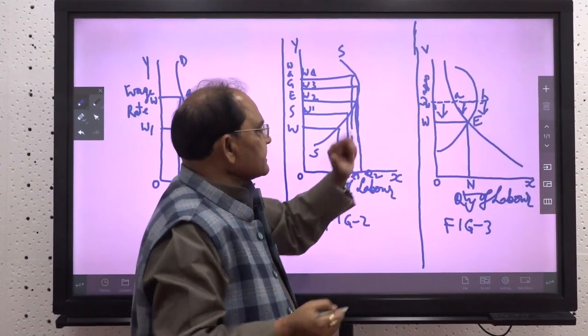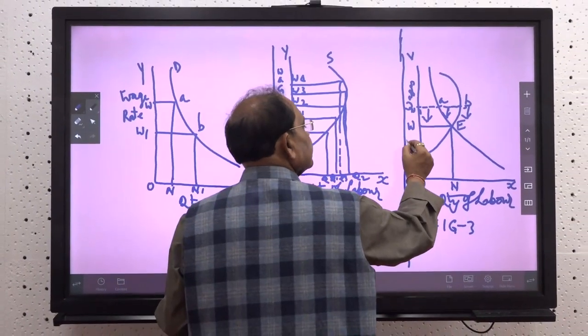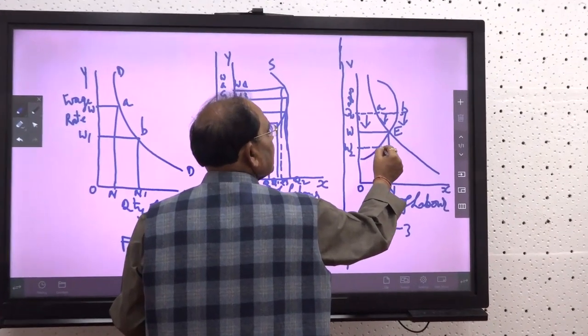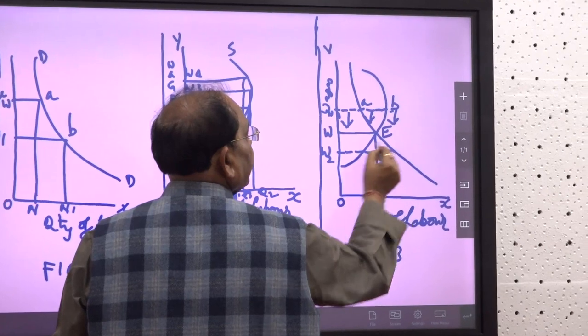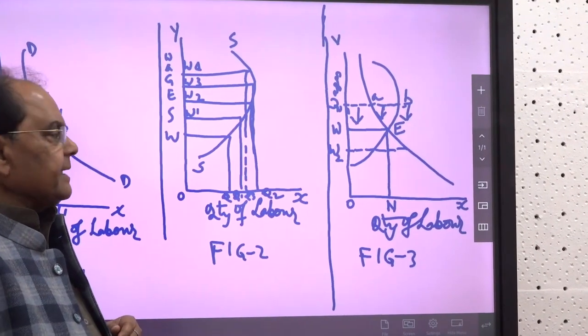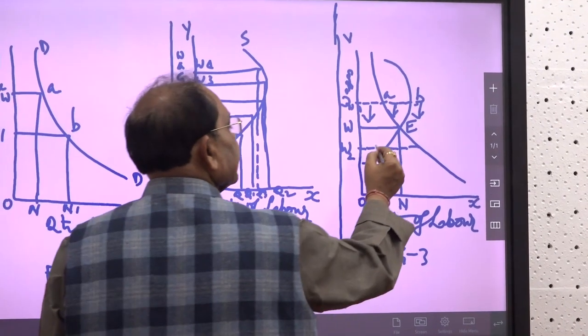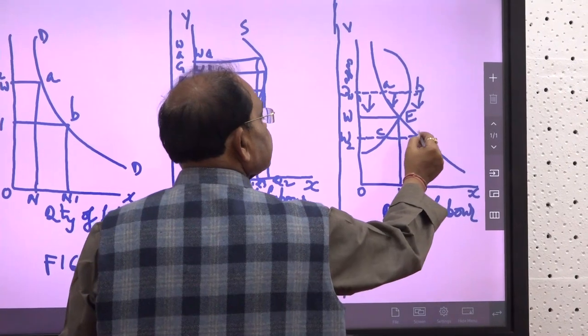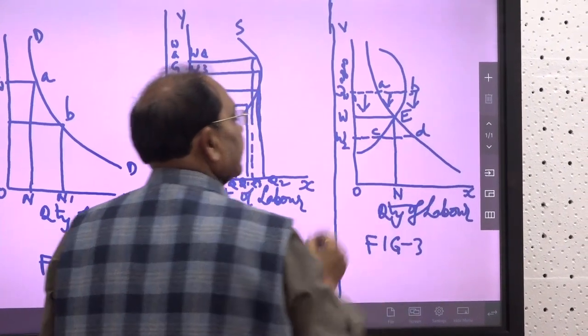If we take a reverse action, let us say we put it here W2 and we try to draw a line from this point towards the demand curve and the supply curve, then we notice that this line crosses supply curve at C and demand curve at D.